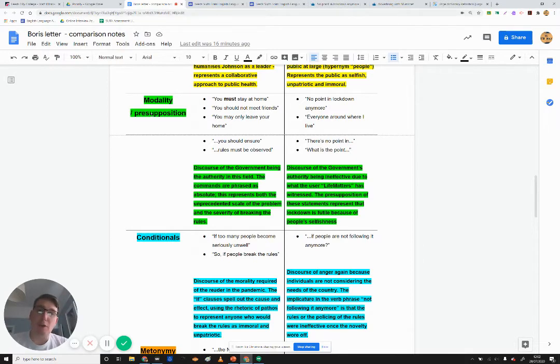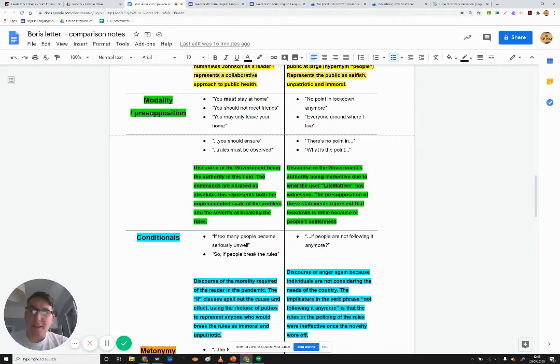"You should not meet your friends." So again, another modal verb being used. Again, these are in declarative sentences that effectively work out to be commands. "You may only leave your home." So in this case, we've got it modified by only. So we've got a qualification. You can only leave your home if. "You should ensure." "Rules must be observed." So again, all of this in terms of the modal verbs being used is really strong, really authority-driven discourse, i.e. Boris is in charge, Boris and the government tell us what to do.